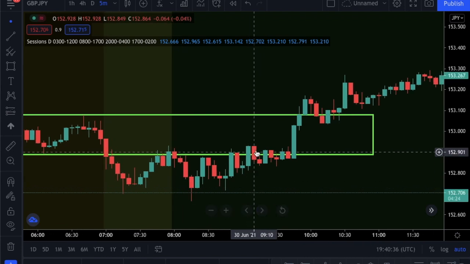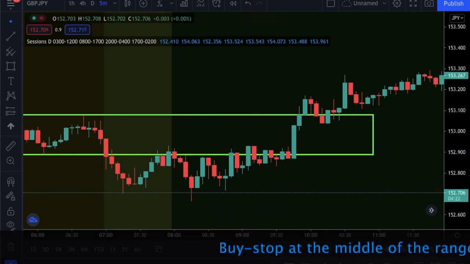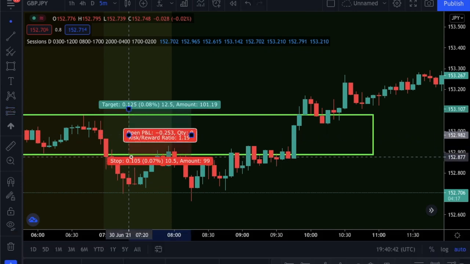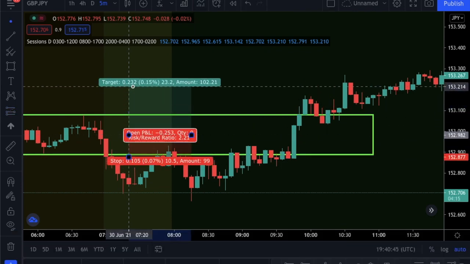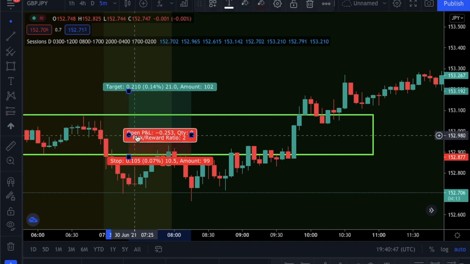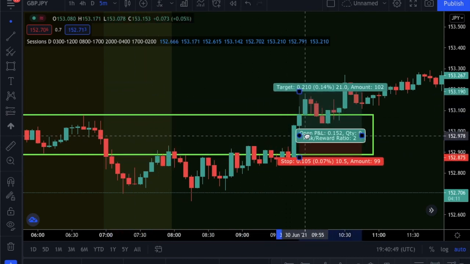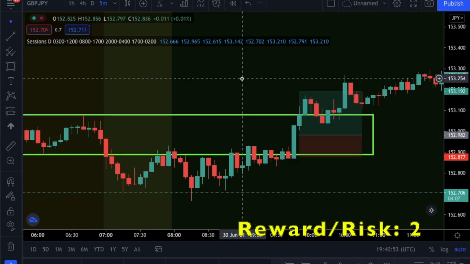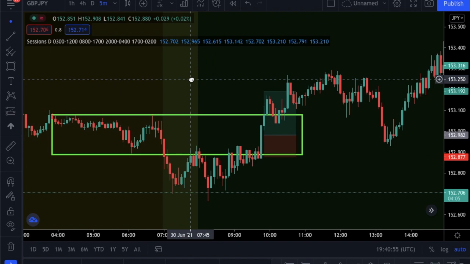As soon as the price drops below the range, we will set a buy stop at the middle of the range. That means if the price returns back inside the range, our order will be triggered, and we will open a long position. The stop loss will be just a little bit below the range, and the risk-reward ratio will be 2. That means we will try to make 2 times more than we risk. Let's look at another example.